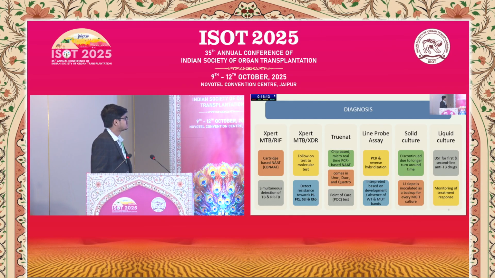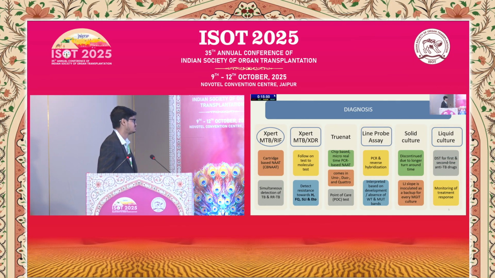So how do we diagnose this? What we commonly practice is to do a GeneXpert and check for rifampicin resistance, which is a cartridge-based nucleic acid amplification test that simultaneously detects tuberculosis and rifampicin resistance, and we go ahead with the therapy. But there is more to it, which we usually don't check: the GeneXpert method can check for other drug resistance, such as isoniazid, fluoroquinolones, second-line injectables, and ethionamide.